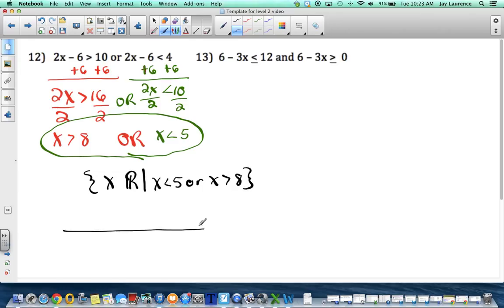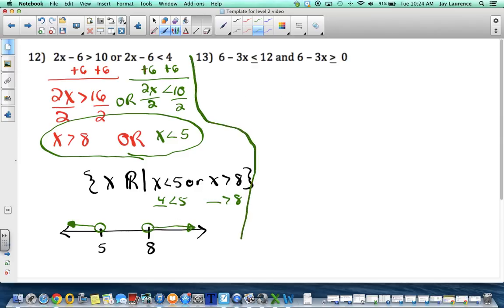And on a number line, I've got to show the 5, I've got to show the 8. They're both going to have open points. I need numbers that are less than 5. Well, I know 4 is less than 5. That would be to the left of 5, right? And I need numbers greater than 8. Well, that would be to the right of 8. All right, there you go.